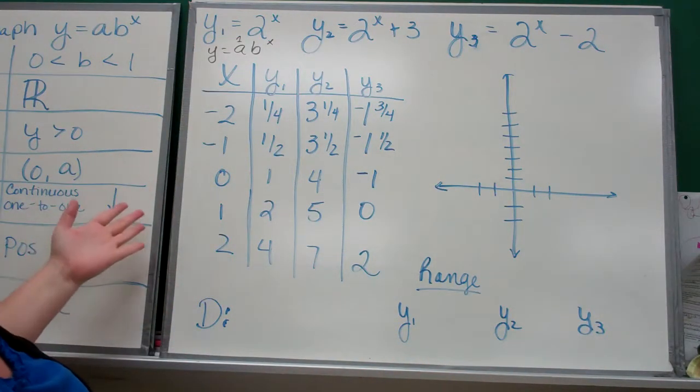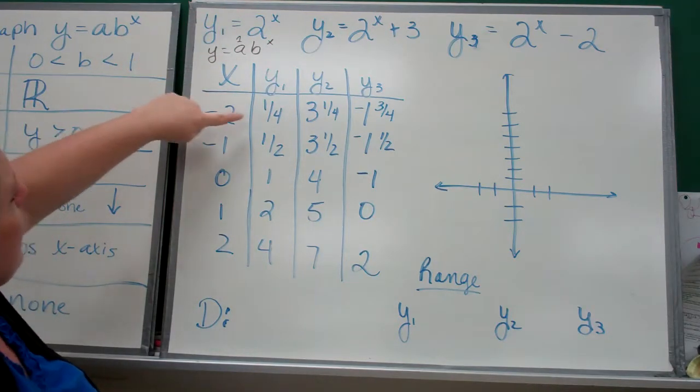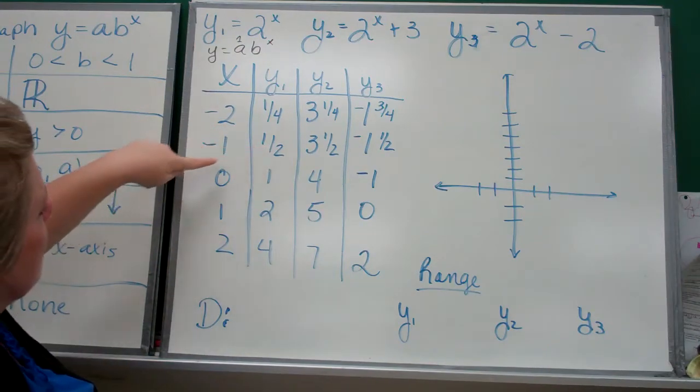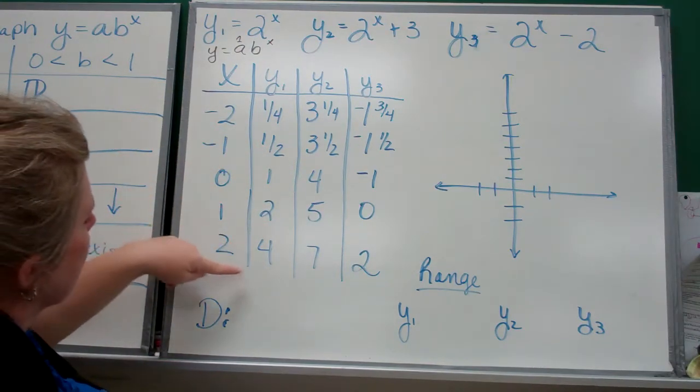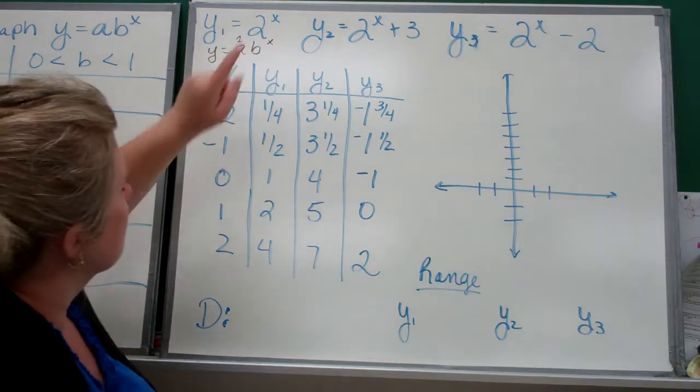Okay, so we just start by finding the points. Plugging in negative 2, that's going to be 1/4. Negative 1 is 1/2. 0 is 1. And so on and so forth. You plug in x and you do the math.